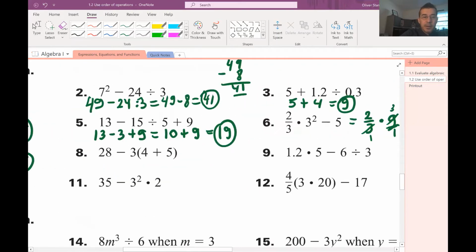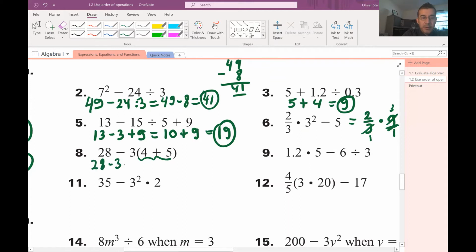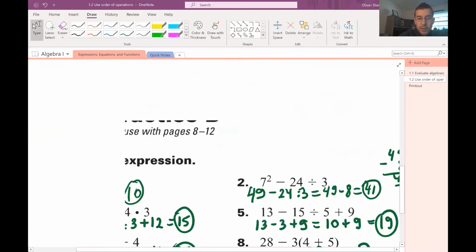Number 8. Now we have parentheses, or grouping. That's going to be done first, and then multiplication. So we go 28 minus 3 times 4 plus 5, which is 9. So this is minus here. 28 minus, now multiplication is going to be done first. 3 times 9 is 27, so the result is 1. So 1 is the answer.